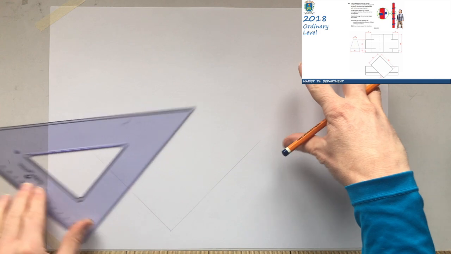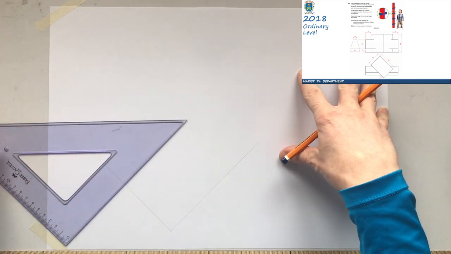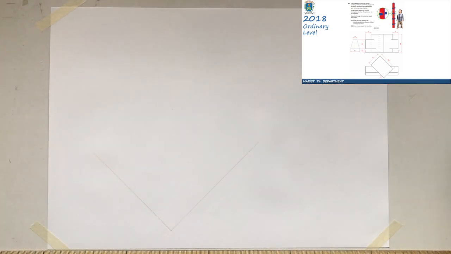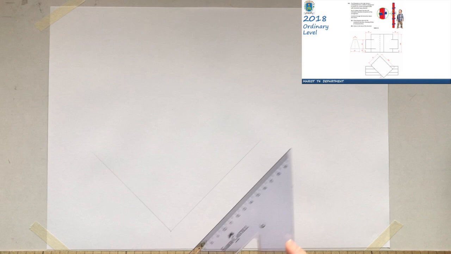It asks for an end view as part C, and I'm going to draw that over on the right. While it gives me a little bit of an end view on the left already in the question, I'm just going to use that for measurements. I'm not actually going to use that for my end view.